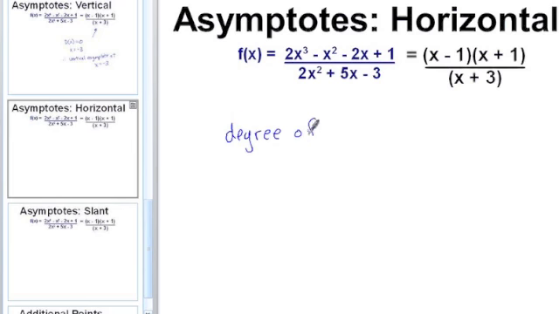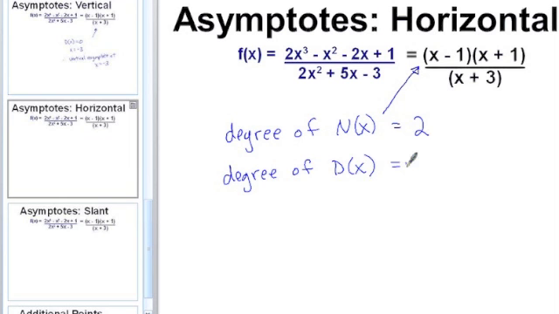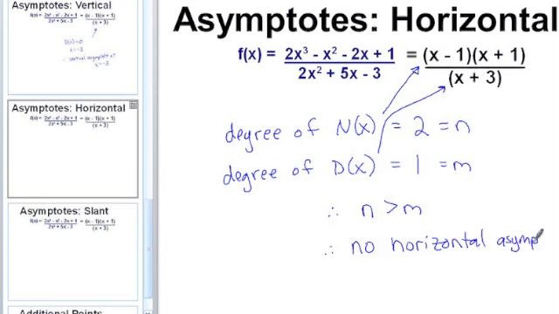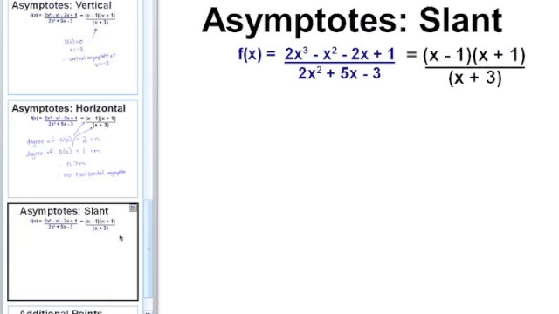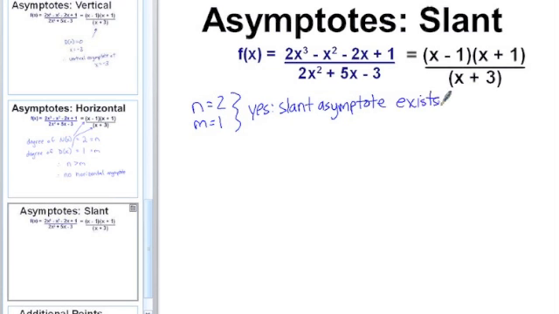Next up, horizontal. Let's see what we got here. The degree of the numerator is 2, and the degree of the denominator is 1. So right away we know, since the degree of the numerator is more than the degree of the denominator, that already tells us there's no horizontal asymptote. Okay, next up, what about slant asymptotes? Well, we know those only exist if the degree of the numerator is exactly 1 more than the degree of the denominator. So in this case, yes, we do have a slant asymptote.